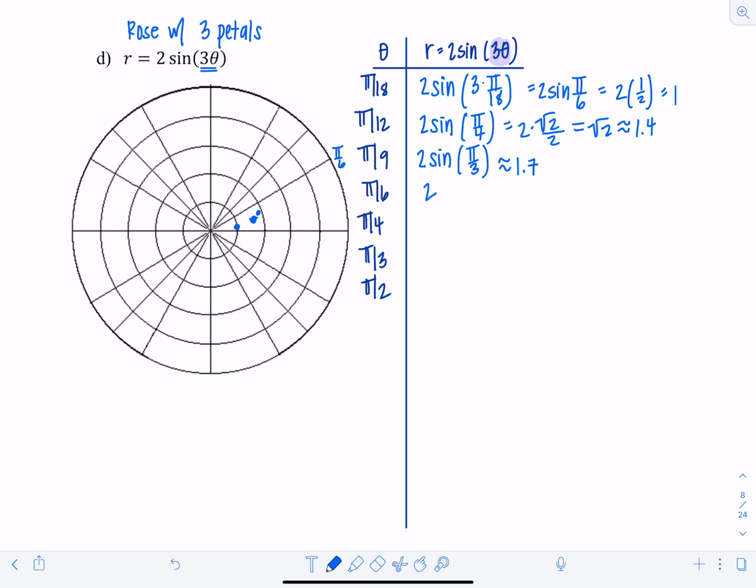Pi over 4, you're going to have 2 times sine of 3 pi over 4, right? So that's going to be rad 2, so about 1.4. Let's add those in now. So pi over 6 is 2, and then pi over 4 is 1.4. And then pi over 3, that's going to be 2 times sine of pi. Well, sine of pi is 0. So at pi over 3, it is 0. So we've closed one loop.